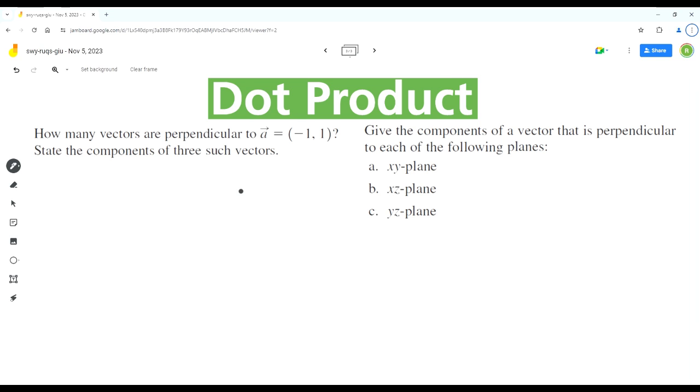Now a vector is perpendicular to another vector if their dot product is equal to 0. So it's a very important concept you need to understand and memorize. So let's assume a vector that's perpendicular to vector A is x comma y. So we have to find all possible values for x and y. Now if this vector is perpendicular to vector A, their dot product should be equal to 0. So that's our first step.